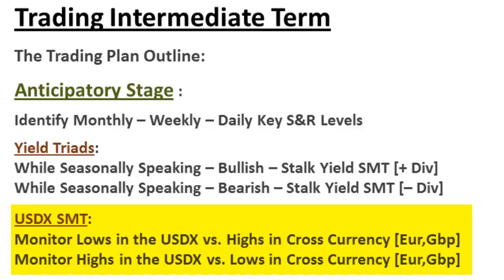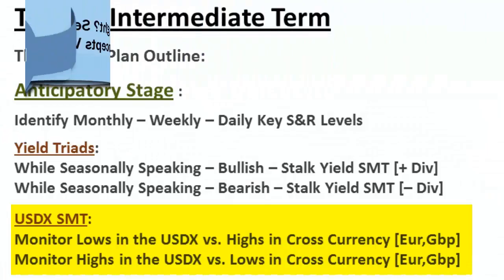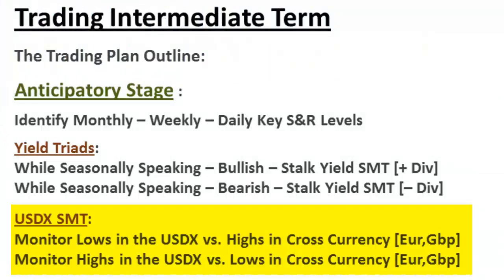Now, this can also reverse itself. If you see higher highs in the euro or cable, but a failure to go lower on the lows on the dollar index, that is the same scenario. That is bullish for the dollar, which would indicate bearishness for the euro or cable. And again, this has to happen at a key resistance level for it to be bearish for the cross currency.